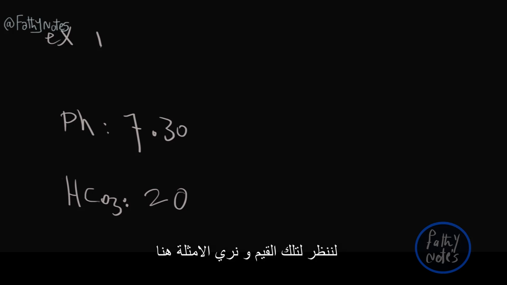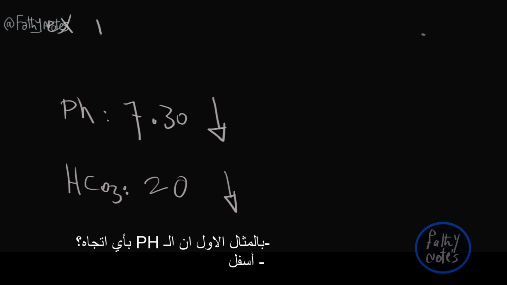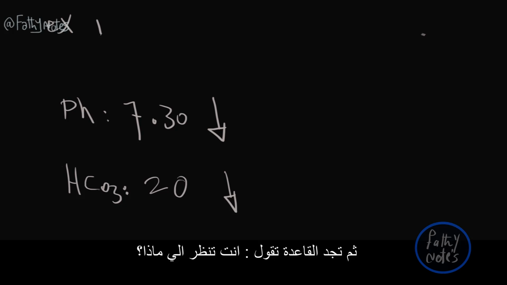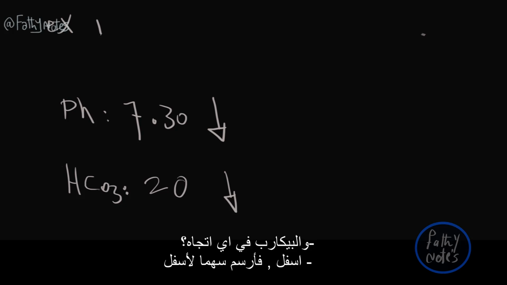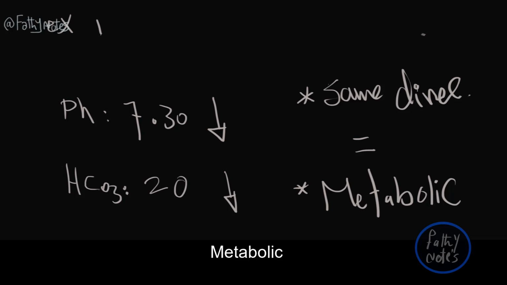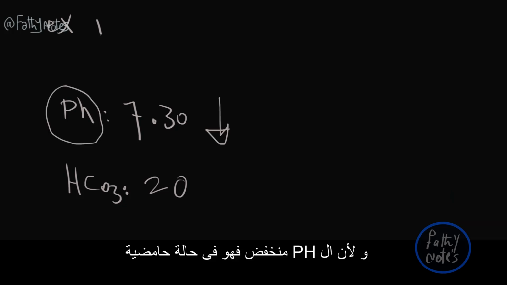All right. Now, let's look at those, and let's look at our examples. In the first example, the pH is in what direction? Down. Down, so draw a little arrow down in the box next to it. Then the rule says to look at what? The bicarb, and the bicarb in this case is in what direction? Down. Down, so draw a little arrow down. Are those arrows going in the same direction? Yes. So what adjective must you use? Metabolic. Metabolic, and because the pH is down, it is. So that is an example of metabolic acidosis.